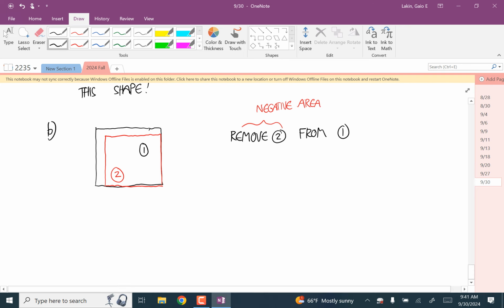Okay, well, for square 1, we're going to calculate the area and the centroid. Again, our coordinate system origin is going to be right at the lower left. So the area of that outer square is just 1. And the centroid is 0.5, 0.5.